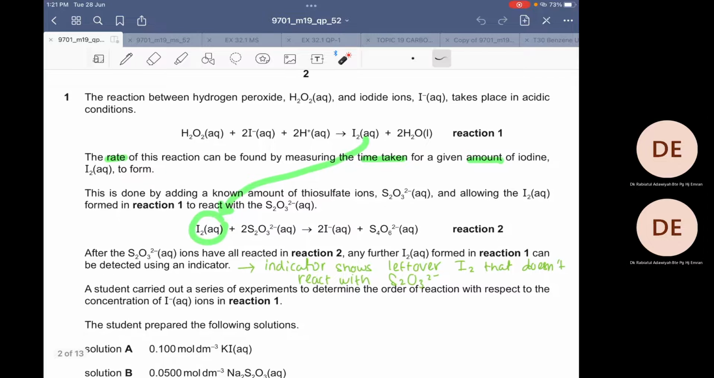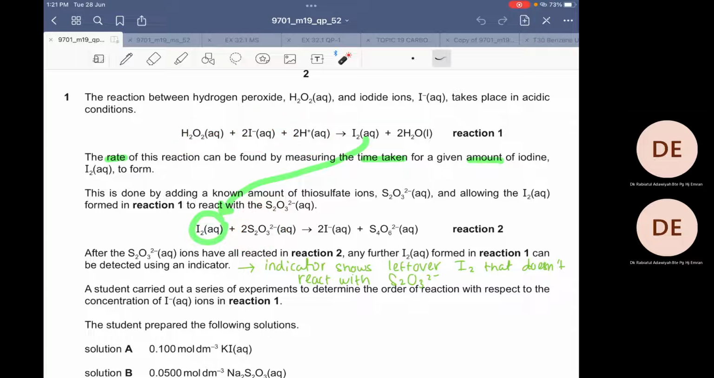Okay, if we want to study the rate of this reaction, what we can do is use thiosulfate to measure how much iodine is present, by reacting it with the iodine produced from the first reaction. What will happen is that later on you will see that hydrogen peroxide, iodide, acid, which is the sulfuric acid I believe, and thiosulfate will be mixed all together.